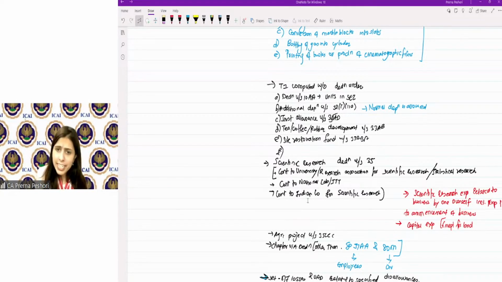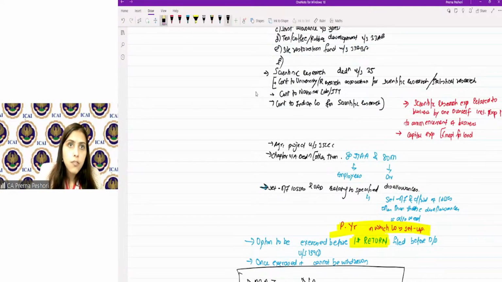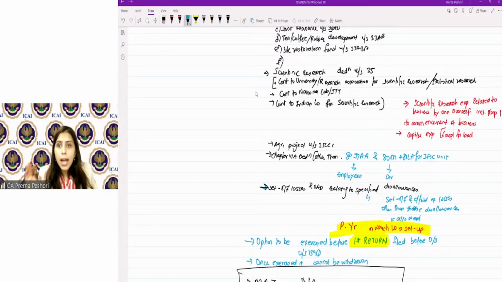Also, 80LA is allowed, which is for IFSC units. You can write that over here. And again, here also MAT will not be applicable. If you have a brought forward MAT credit, you have to set it off first and then you can of course go for 115BAA.